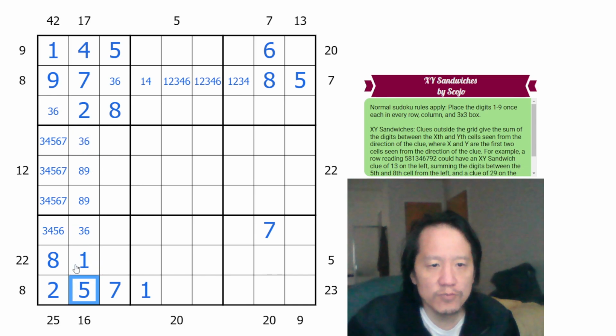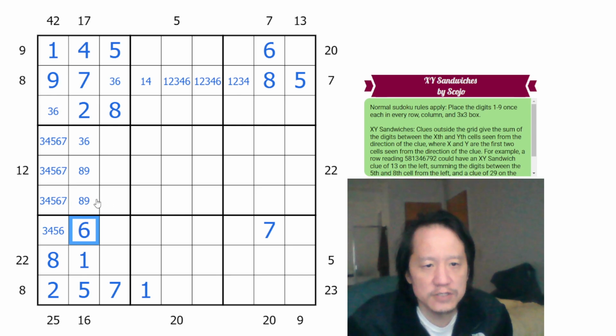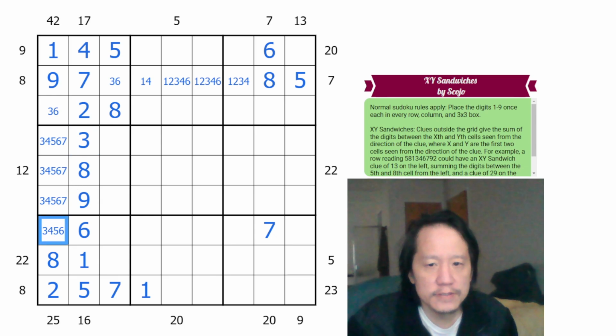So between 1 and 5 must add up to 16. So it has to be 1, 6, and 9 because this is the only possibility. So this is 6 and 9, which makes this 8 and 3. This can't be 6. These can't be 3. This is between the 8 and some other, the 8th one and something else. It cannot be 7 because that would be 0 digits. Can't be 6 because that would be only 1 digit and that doesn't add up to 12.